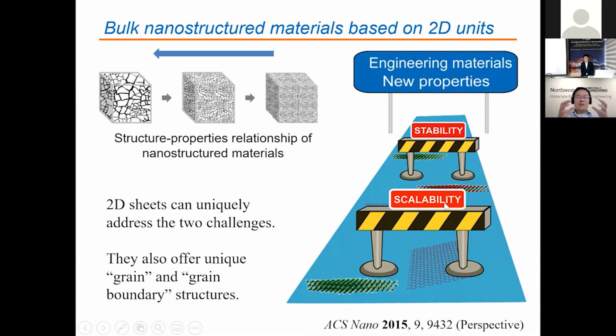One is the scalability in material and scalability in properties. The second one is really the stability of those nanostructures, because when you densify these and anneal this, you might lose a lot of those nanostructures. But 2D materials have a unique advantage because it is fundamentally scalable, and it actually is a lot more stable against sintering. So you will have a lot of opportunities to generate exciting new microstructures and new materials.